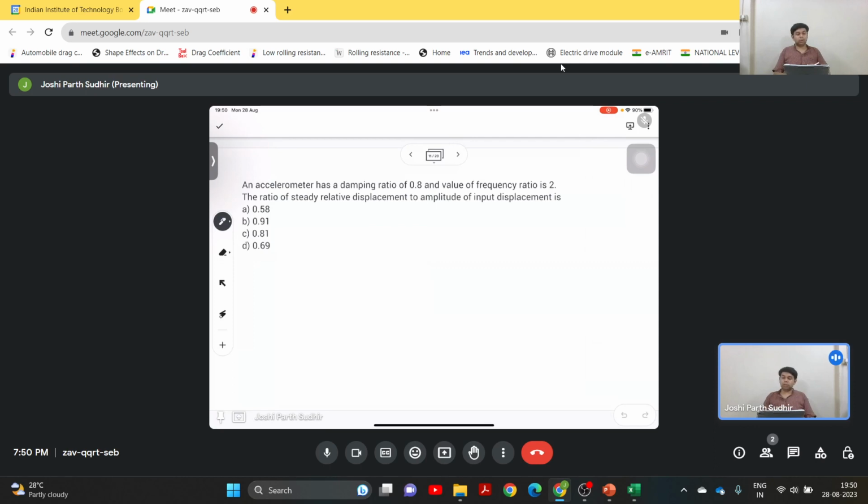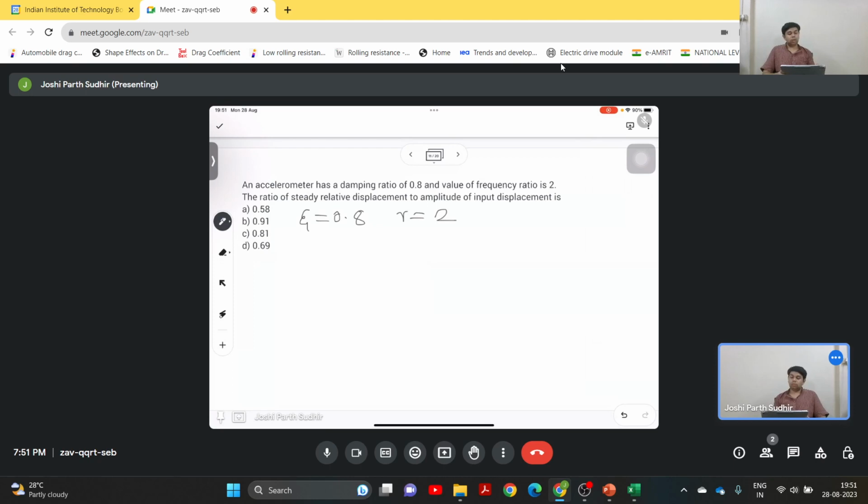The next question is, an accelerometer has a damping ratio of 0.8 and the value of the frequency ratio is 2. So we have to find out the ratio of steady state relative displacement to the amplitude of input displacement. So it is given that zeta is equal to 0.8 and the value of frequency ratio R is equal to 2.